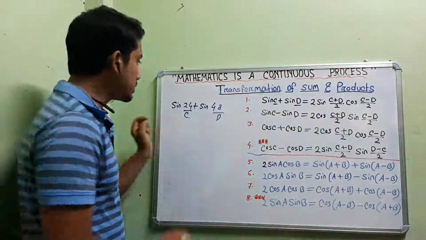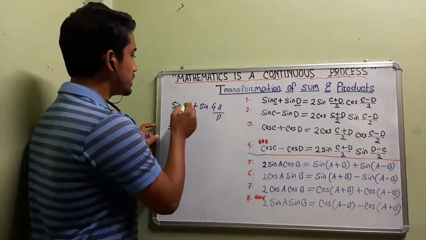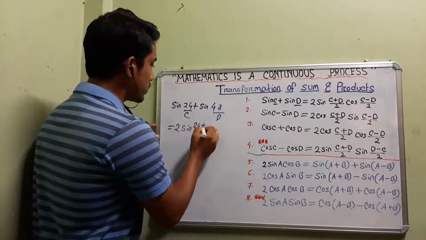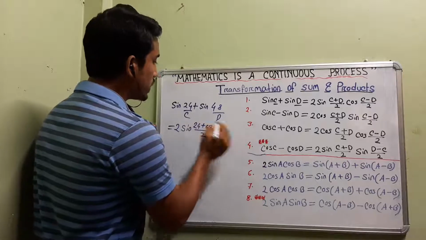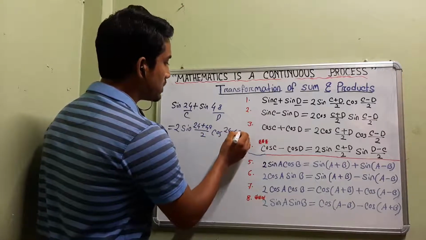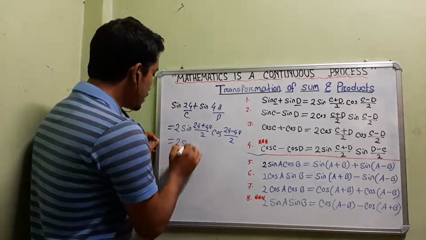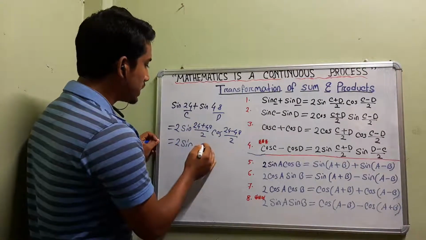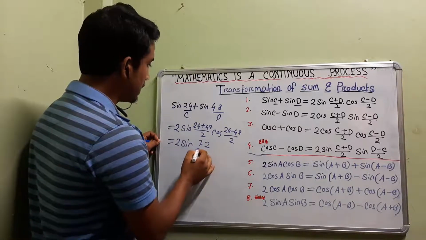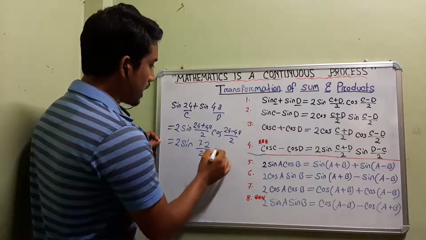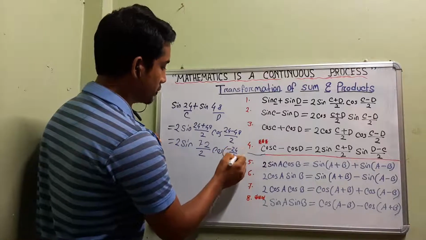sin c plus sin d. How to use it? We just put the values: 2 sin (c plus d by 2), that means 24 plus 48 divided by 2, then cos (c minus d by 2), 24 minus 48 divided by 2. We just followed the formula. So we have 2 sin, 24 plus 48 gives us 72, by 2, and cos, 24 minus 48 gives us minus 24, by 2.